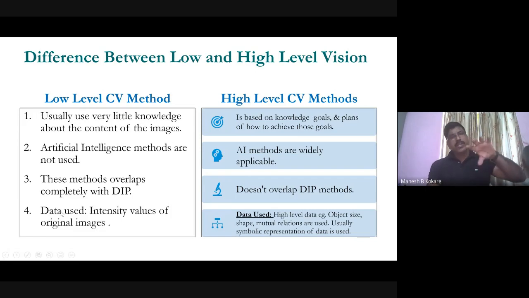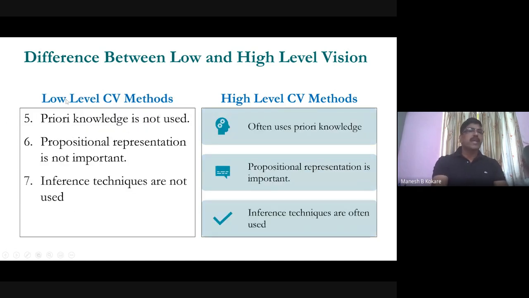In low level, the input data on which processing is done is just the intensity values of pixels of the original image, whereas the data used in high-level computer vision is the object size, shape, or the mutual relation between different objects, and so on. So symbolic representation of data is usually used in high level, and a priori knowledge is not at all required in low level, whereas it is highly useful in high-level computer vision.